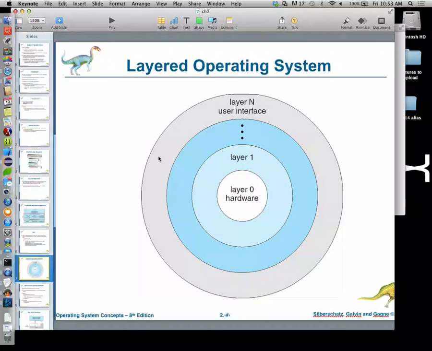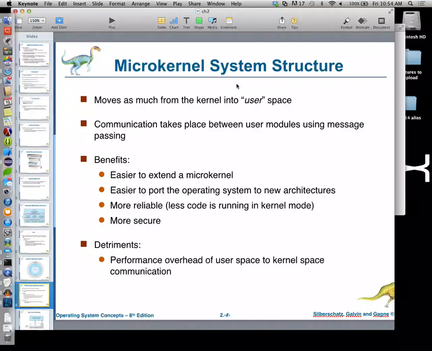Layered operating system, we already talked about this. This is just a picture of it. Microkernel. So this would be more of a modern approach to operating systems. Moves as much of the kernel into user space. So now we're kind of separating. We almost think about the operating system, which we've been calling the kernel. We split that kernel into 2 pieces. One piece is what's really, really the operating system. And the other piece is kind of what's almost the user side of things, but still the operating system. Okay, so we split it.